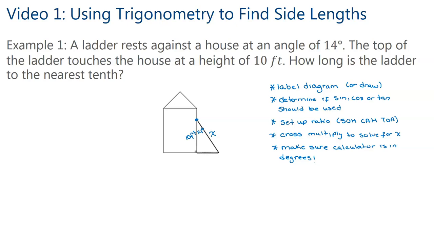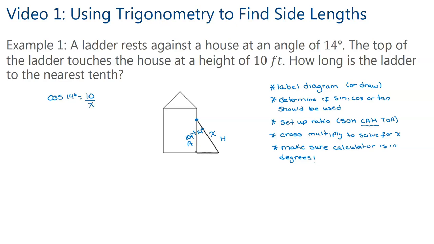So now in order to determine which trig ratio to use, we need to label our sides. X is the hypotenuse, and 10 is the adjacent. And looking at our SOHCAHTOA, I see that cos is the one that has adjacent and hypotenuse in it. So let's set it up now. Cos of 14 equals 10 over x.